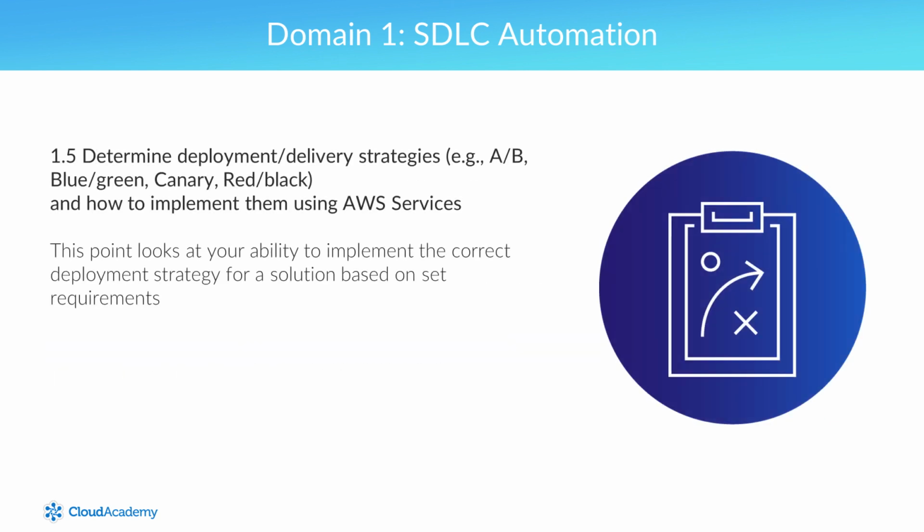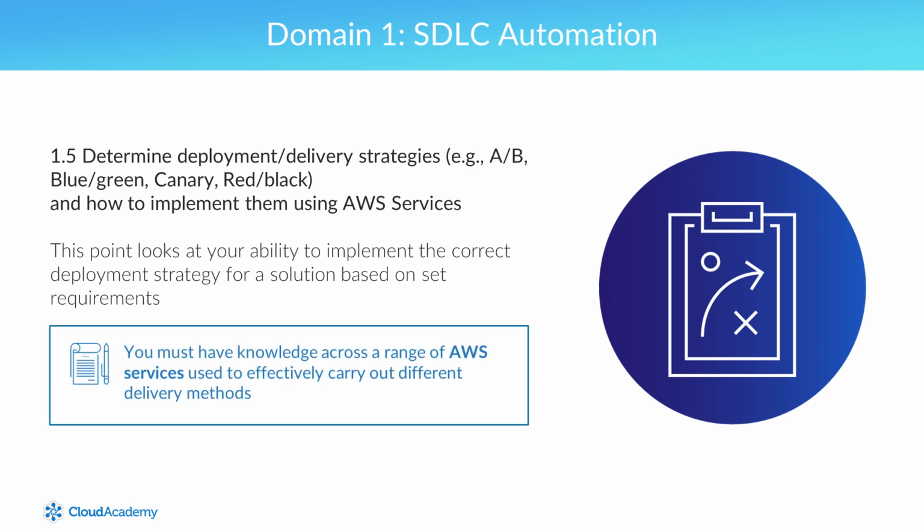Determine deployment/delivery strategies, for example, A/B, blue-green, canary and red-black, and how to implement them using AWS services. The final point in this domain looks at your ability to implement the correct deployment strategy for a solution based on set requirements. You must have knowledge across a range of AWS services used to effectively carry out different delivery methods.